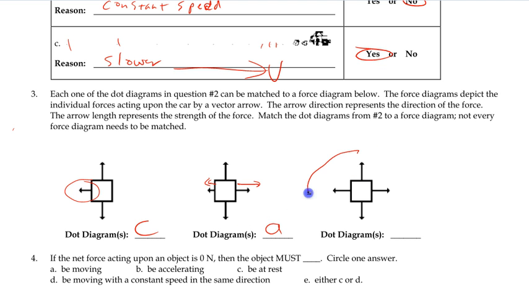Now, these four forces, this is exactly what we would mean by balanced forces. For every rightward force, there's an equal force to the left. For every downward force, there's an equal force up. So that's letter B.